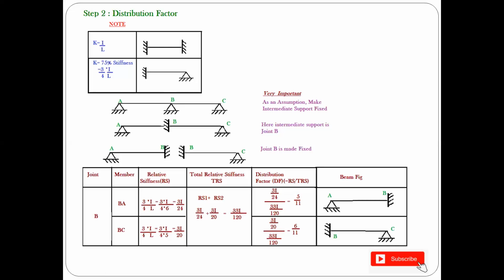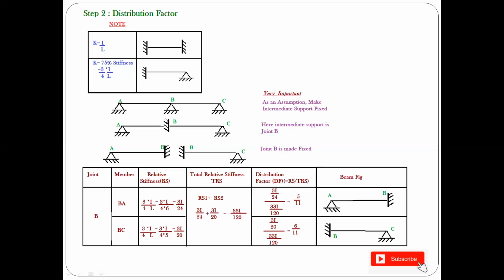And what are the members originating from B? From B you have BA, and from B you have BC. So the members are BA and BC. Make sure that you are not writing AB and CB, because AB starts from A, not from B. Here again, I have a small note: as an assumption, whatever joint you write in the column B, that is your intermediate joint, is just kept as a fixity for an assumption.